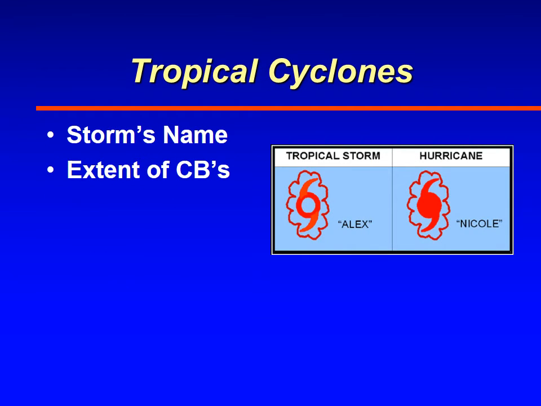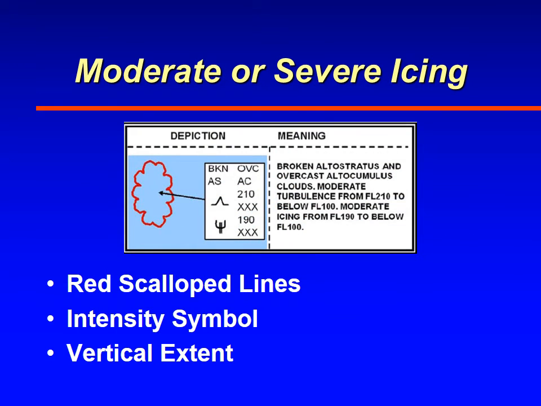And then of course they'll show tropical storms or hurricanes, and they'll give you the name of it. Also they'll show you the extent of the cumulonimbus. Also they show you turbulence and icing.